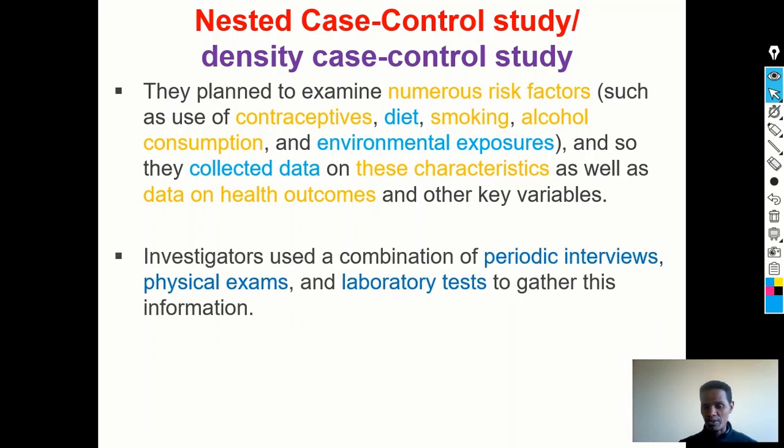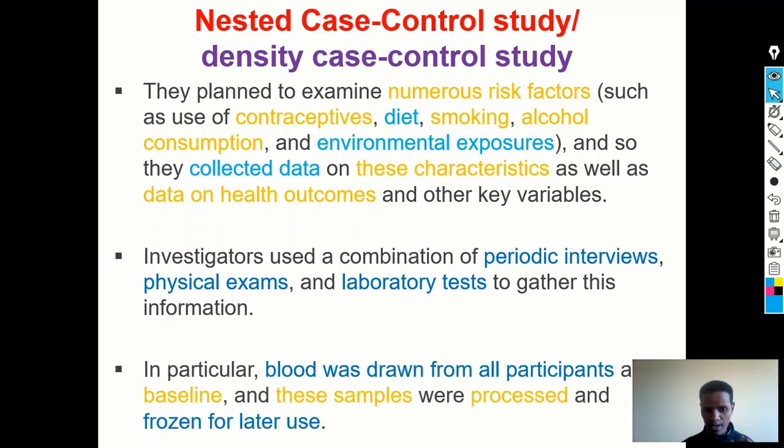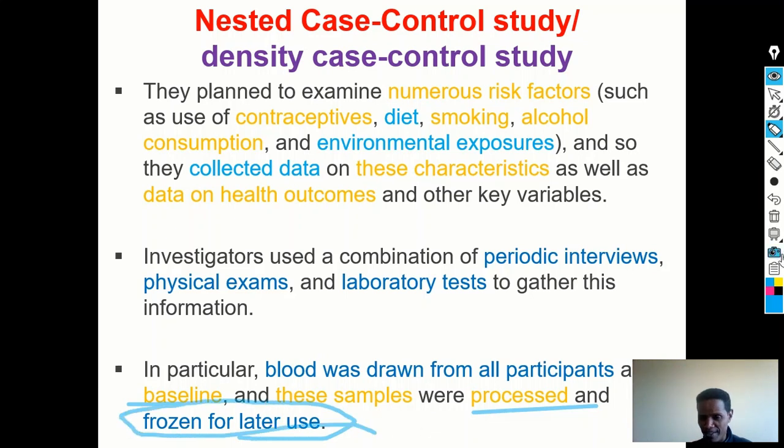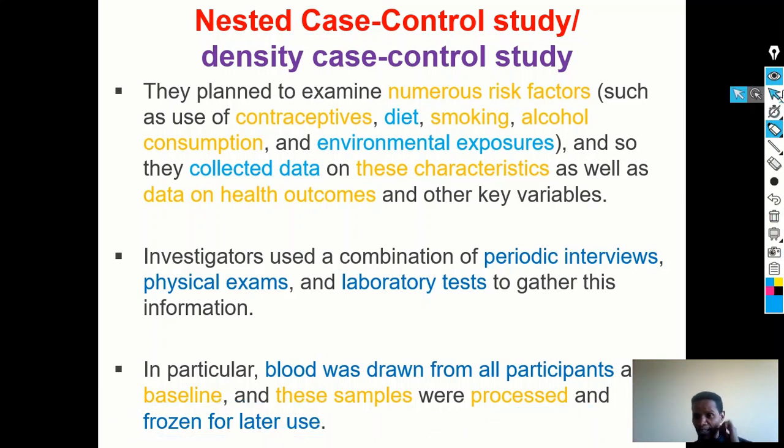Data on health outcomes. Okay. Investigators used a combination of periodic interviews, physical examinations, and laboratory tests to gather this information. In particular, blood was drawn from all participants at baseline, during the initiation of the study. From all the participants, that means from the 100,000 female teachers, blood was drawn at baseline. These samples were processed and frozen for later use. They were placed in freezers. Okay, that is the most important issue.